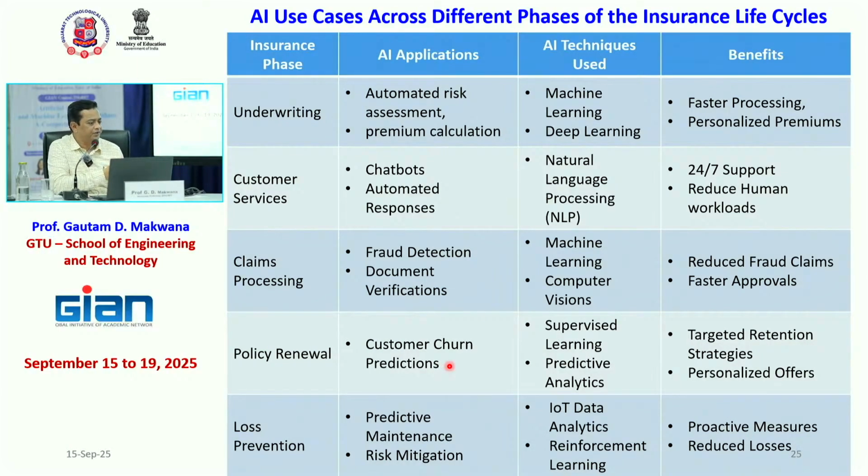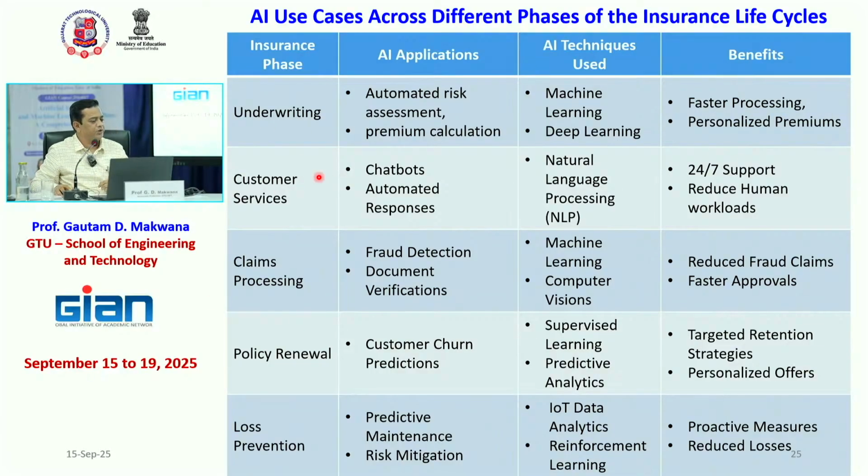Some of the AI use cases across the different phases of the insurance life cycle. In underwriting, the AI application is automated risk assessment, using machine learning and deep learning, and the benefits are faster processing and personalized benefits.